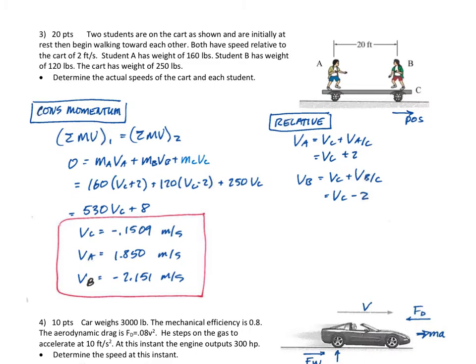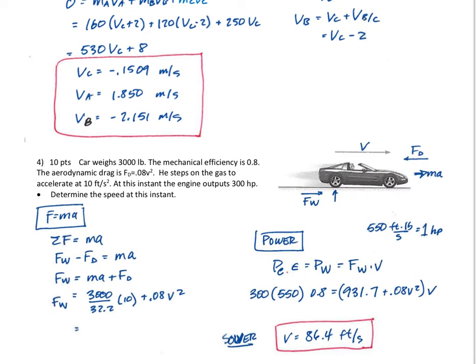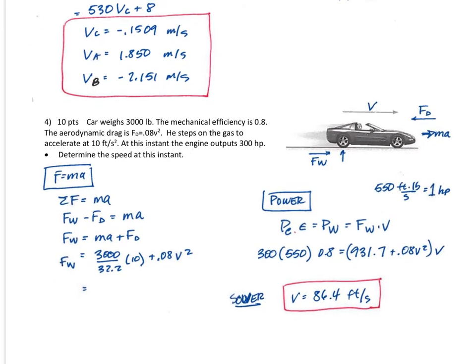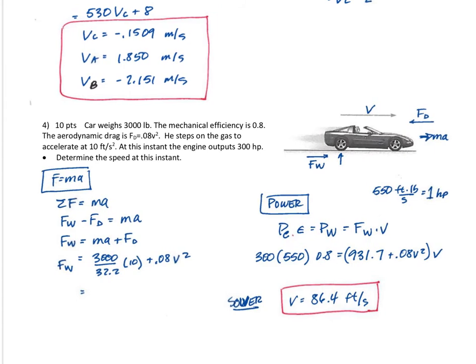All right, this next problem is a power problem, very similar to one you did in homework, where you had to come up with the speed when you are at a particular spot. So let's just look at this. What I wanted you to do is start with F equals ma. This is a situation where the sum of the forces is mass times acceleration.